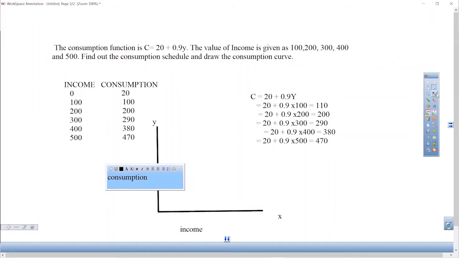And plot the different points on this consumption curve. So when income is 0, consumption is 20. So along the y-axis, x is 0. So I will mark the first point of the consumption curve at this point. Okay. Then when income increases to 100, this is 110. It's not 100, it is actually 110. There is a typing error, you make the correction. So the first point I will mark somewhere here. This is the second point of the consumption curve. Then when income is 200, consumption is also 200.